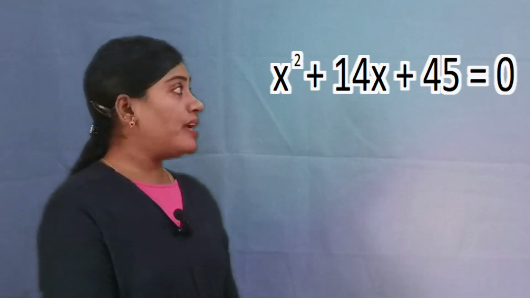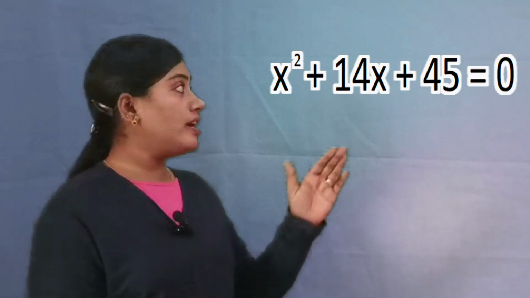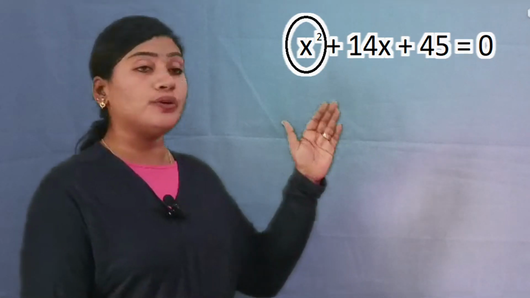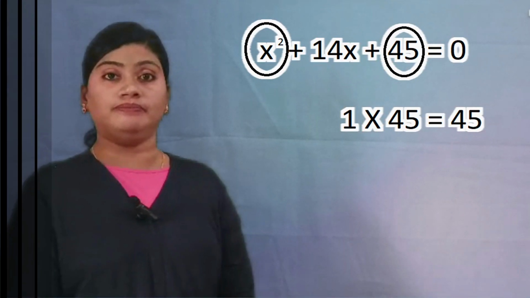Step 2. Multiply the coefficient of x square and the constant term. We know here the coefficient of x square is equal to 1, and the constant term is equal to 45. So 1 times 45 is equal to 45.